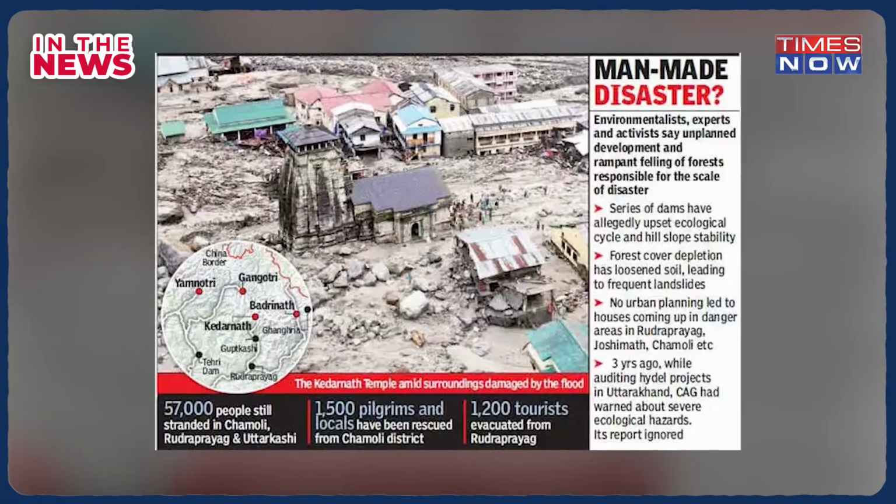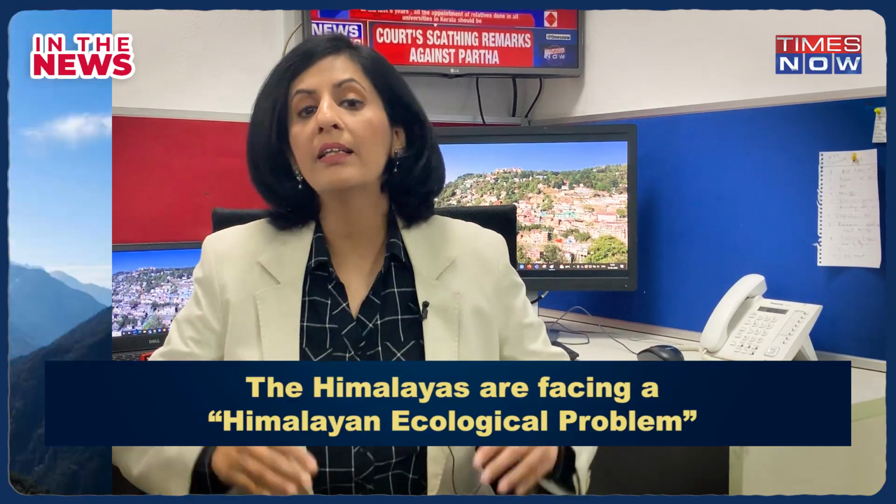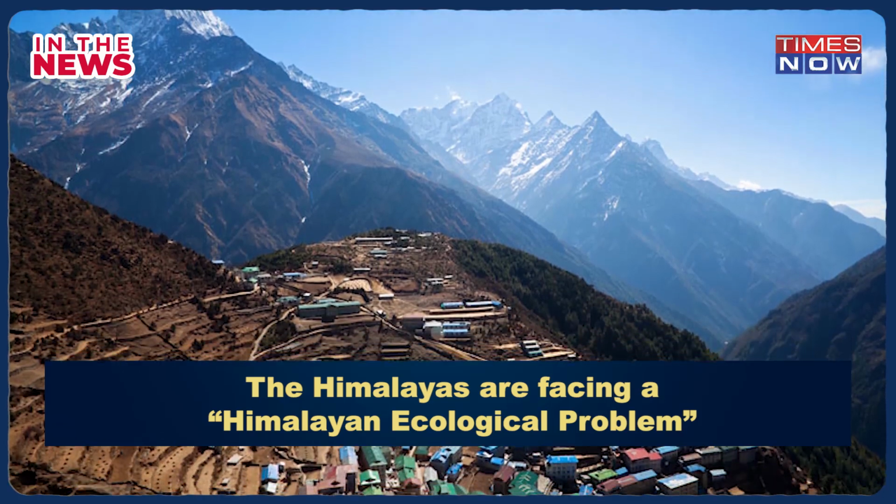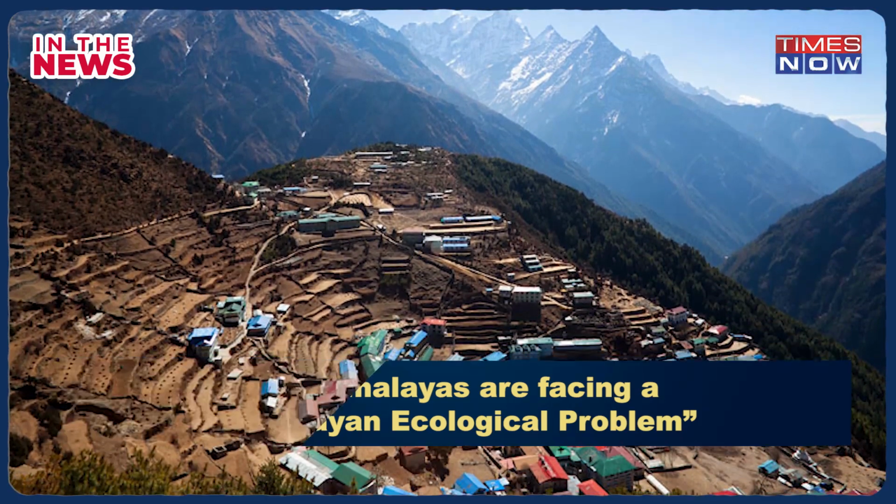And then just recently we had a glacial lake burst. Forget about cloudbursts. We've heard of cloudbursts earlier, but then we heard a new term which was a glacial lake burst. So what is the reason that Himalayas are enduring so many catastrophes, so many disasters year after year? And what is the reason that every monsoon will lead to a disruption? The fact of the matter is, and we know it, that the Himalayas are facing a Himalayan ecological problem.